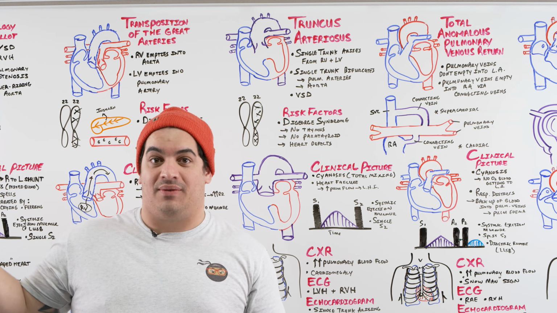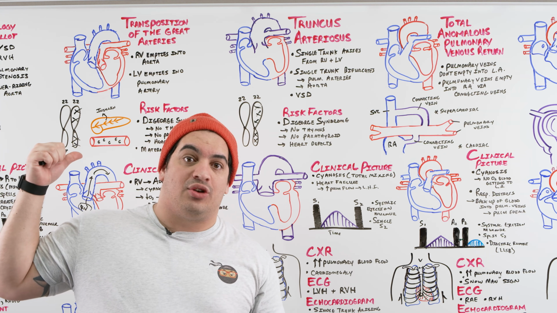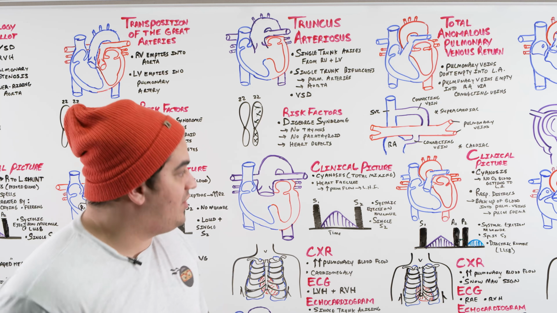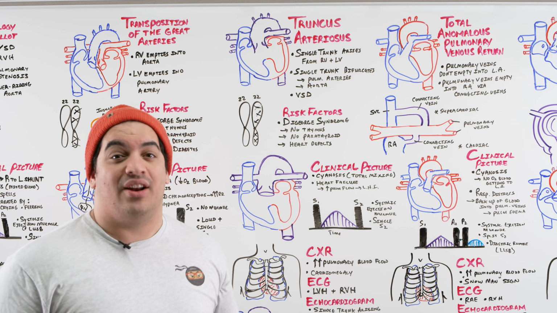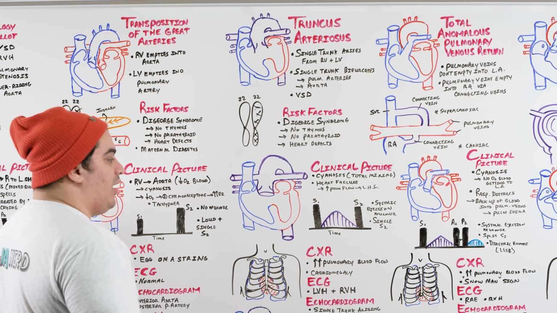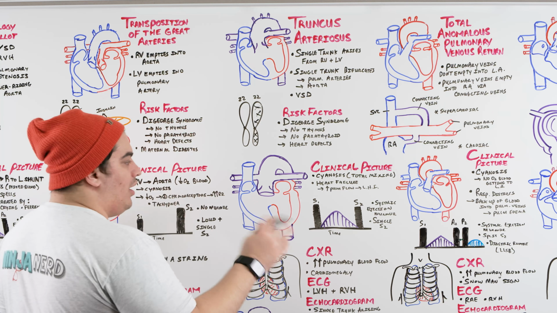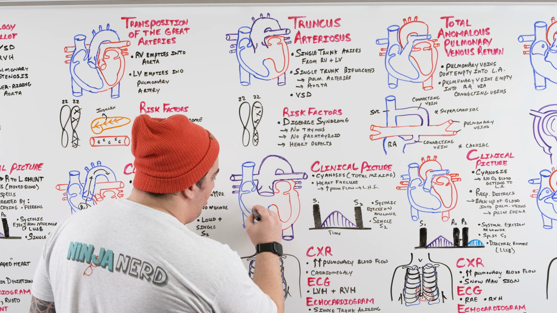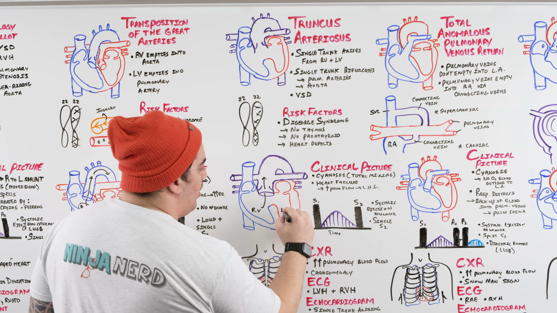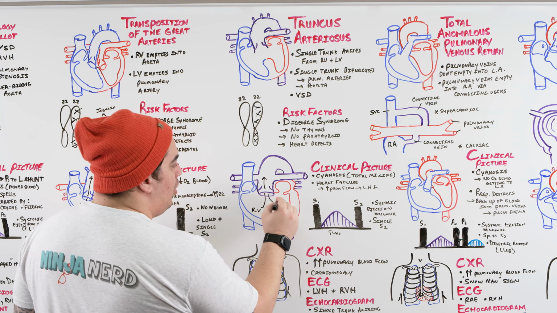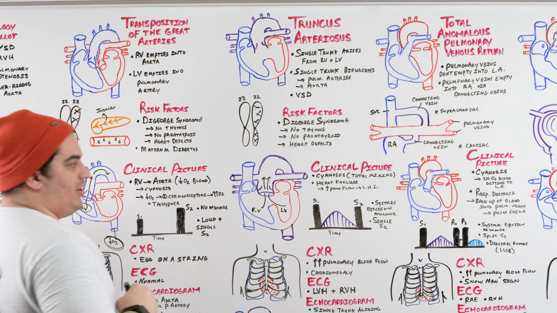So you saw that with the Tetralogy of Fallot. You saw that with the transposition of the great vessels, and you're gonna see this with Truncus Arteriosus. What's the clinical picture? So we know all of them are cyanosis. What is the actual issue here? Well, actually, again, it's kind of like the Tetralogy of Fallot here, where you're pushing deoxygenated blood from the right ventricle into the Truncus Arteriosus. And you also are pushing oxygenated blood from the left ventricle into the Truncus Arteriosus.